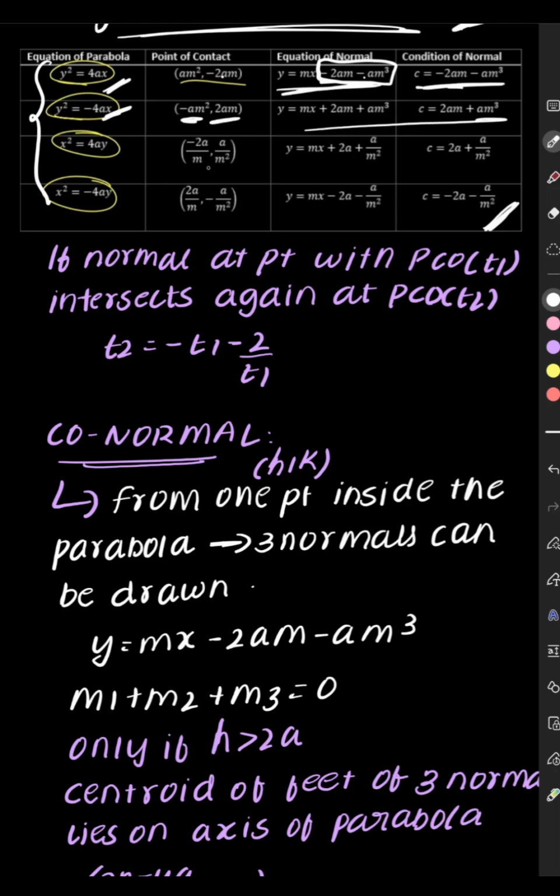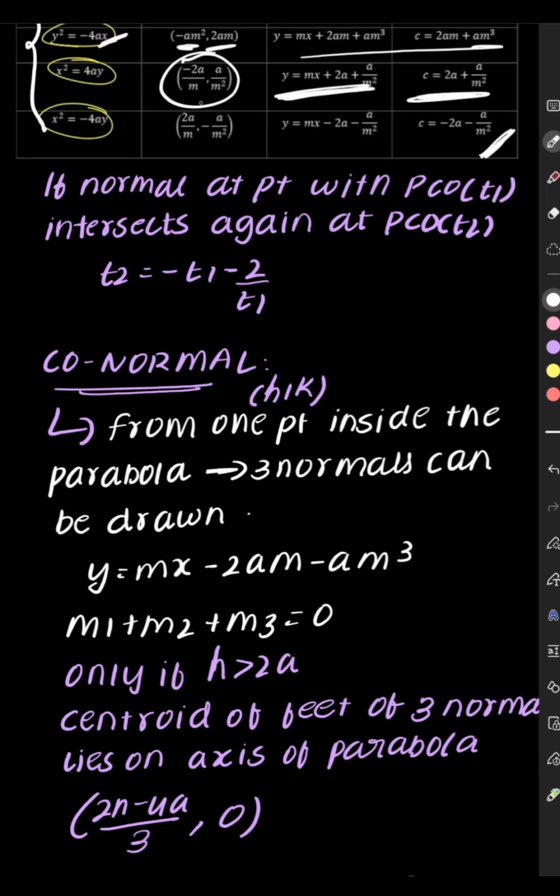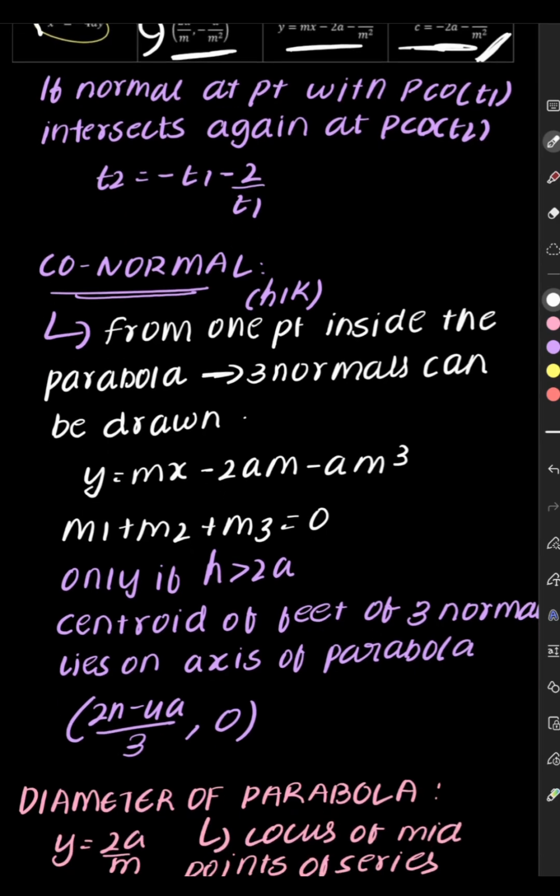Now x square equals 4ay, you have this as your point of contact, this as your equation of normal, this as condition. Again replace a with minus a and you get the same for x square equals minus 4ay. When the conic itself has a minus, you're going to do the multiplication of minus as well.